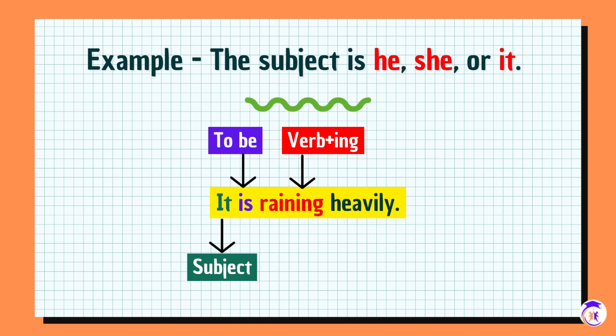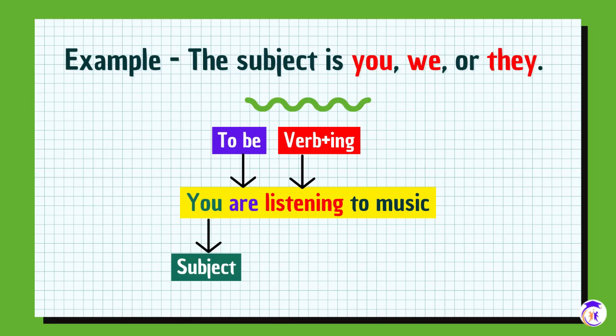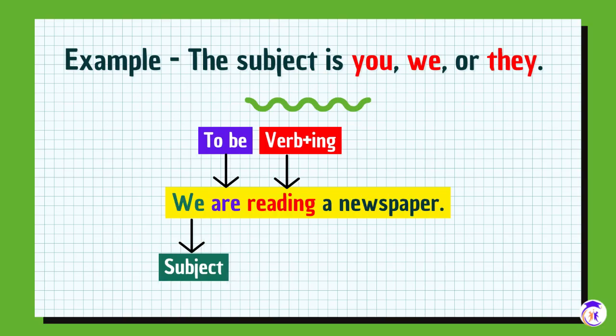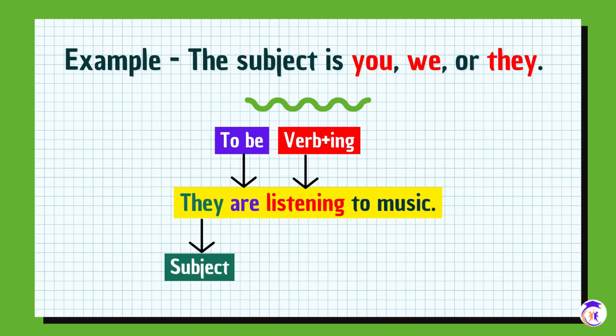When the subject is you, we, or they: You are listening to music. The subject you pairs with are, and listening describes the action happening at this moment. We are reading a newspaper. The subject we requires are, and reading is the present participle indicating the ongoing activity. They are listening to music. The plural subject they pairs with are, and listening shows the continuous action.